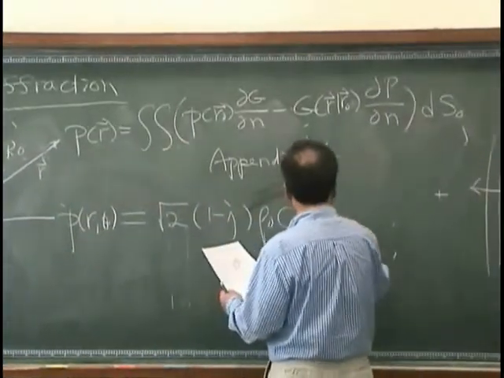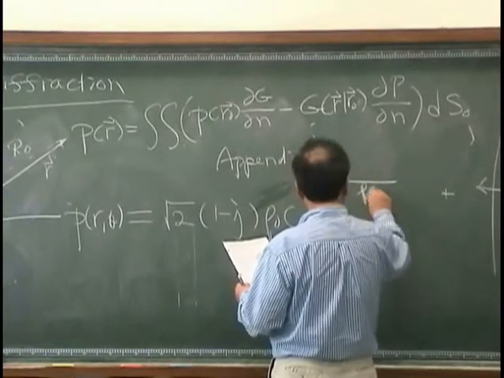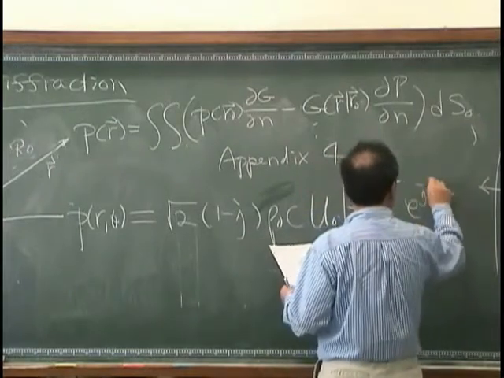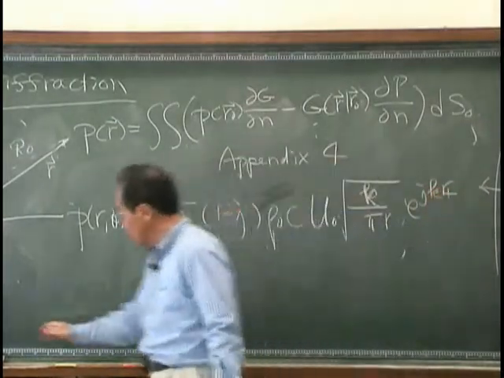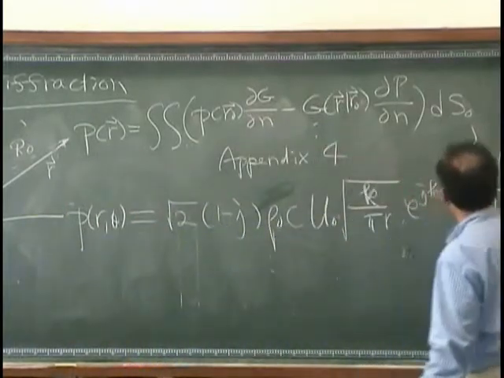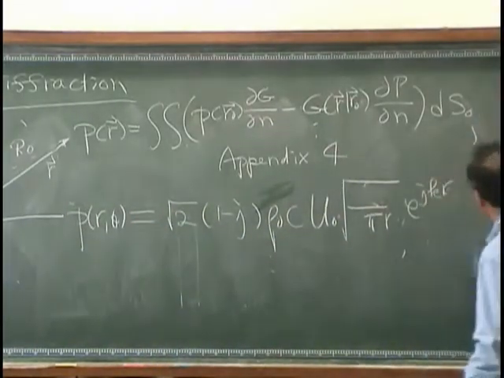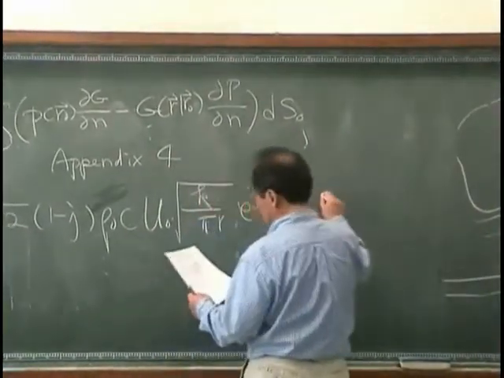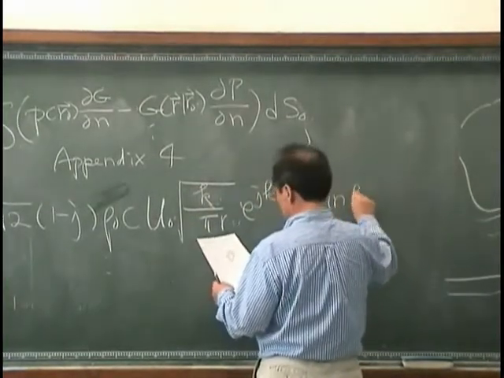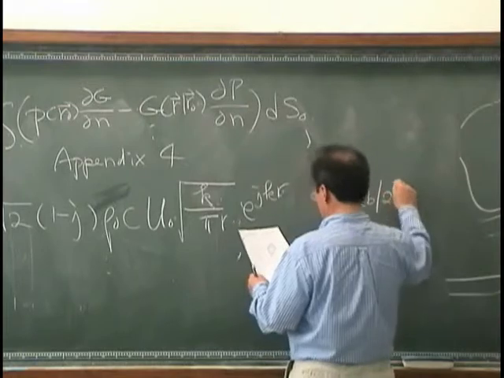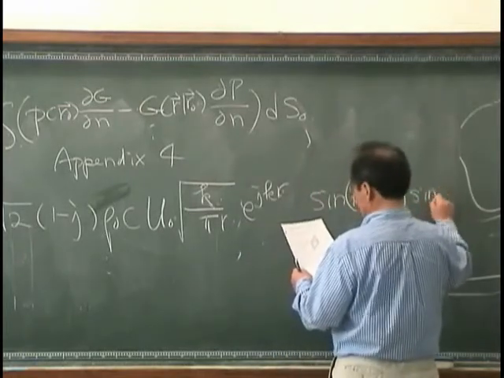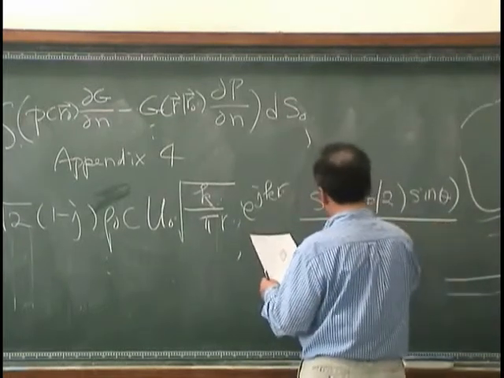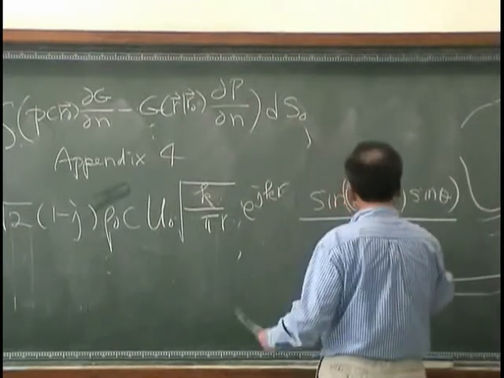And then I have square root of k over pi R, e to the j k r. Then I have a very interesting term, sine of kb over 2 sine theta, that is the argument of the sine. Then I have kb over 2 sine theta.